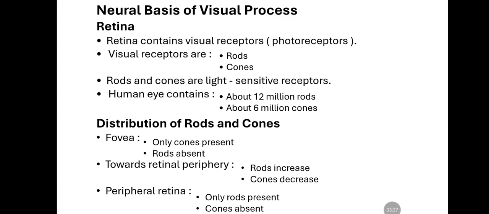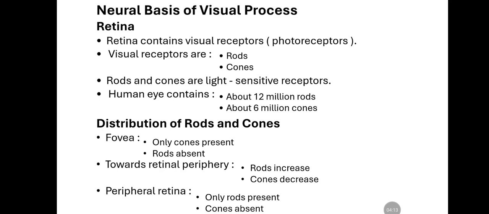Neural basis of visual process. Retina contains visual receptors. Visual receptors are rods and cones. Rods and cones are light sensitive receptors. Human eye contains about 120 million rods and about 6 million cones.